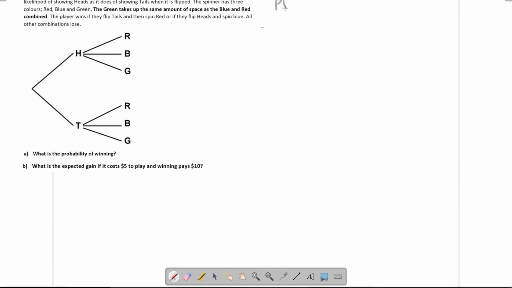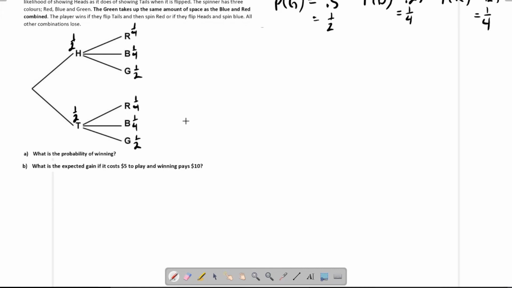So a few key things to get out of that. The probability of green is equal to 0.5 because it takes up the same amount of space as blue and red combined, so it's basically taking up half the spinner. Probability of blue is equal to 0.25 or 1/4, and the probability of red is also the same, 0.25 or 1/4. So I've got the probabilities. I also know when I'm flipping coins, I've got a 1 in 2 chance, so I'm going to add those. Now I can put all the probabilities I just calculated onto here. Okay, so I end up with all the probabilities that I need.